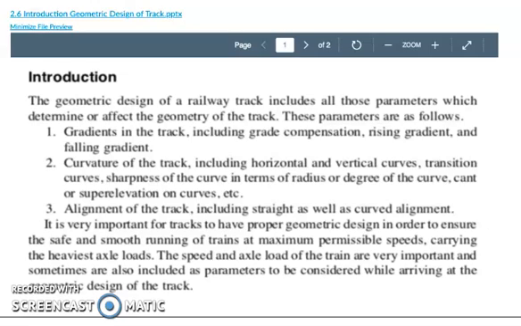Okay, now we move on to the second part. We are now on the geometric design of track. So we're referring to the geometric design of track to the railroad of a train.